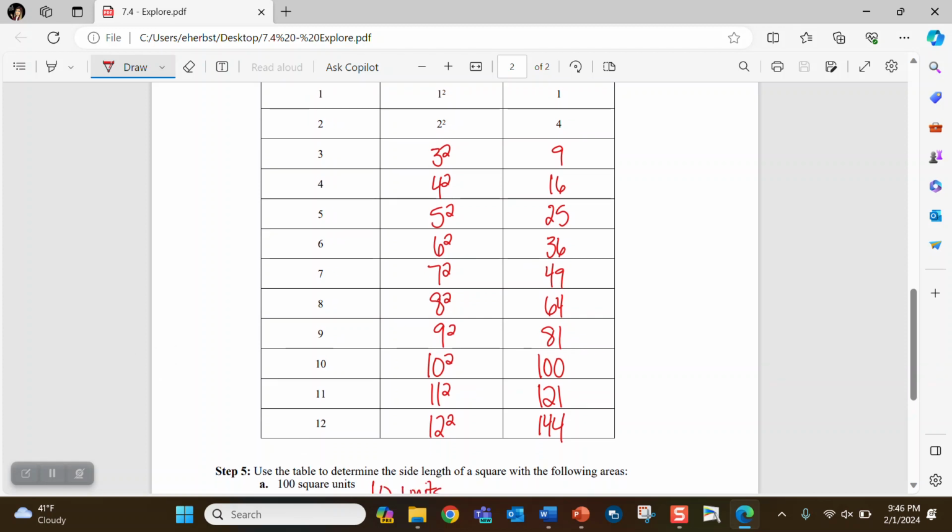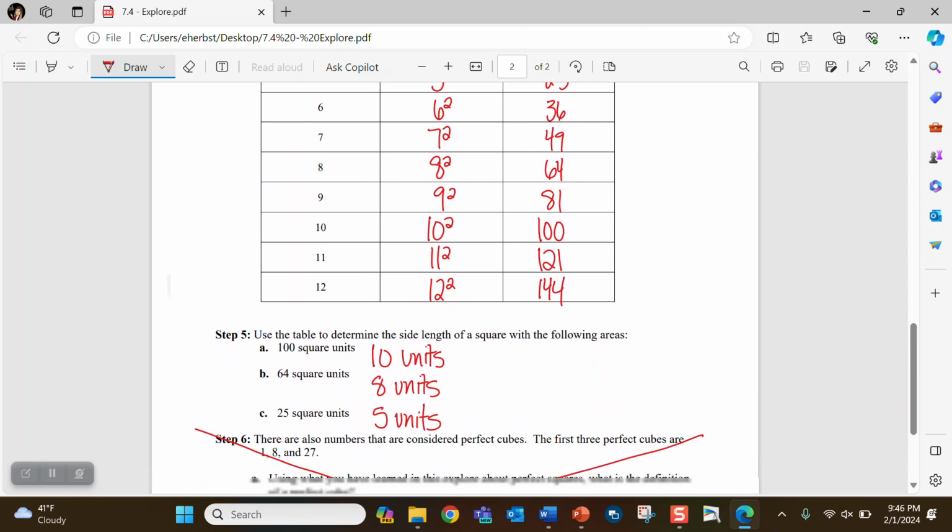As you move down that middle number, you're just writing the side length of the square to the second power. So you can see that all the way through 12 squared. And then in the far column, you're just multiplying each of those integers times themselves. 3 times 3 is 9, 4 times 4 is 16, and so on, all the way down to 12 times 12 is 144. Now hopefully you're pretty good with your multiplication facts. You should have probably known all of these already.